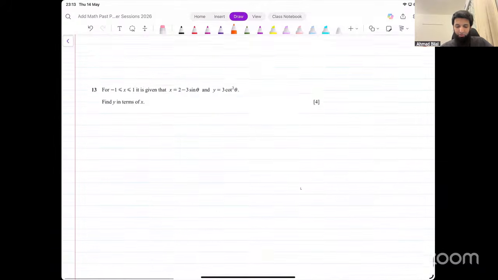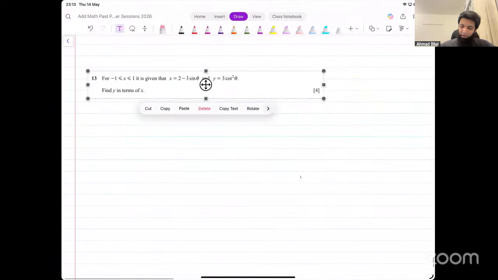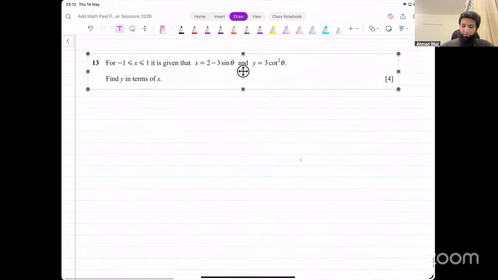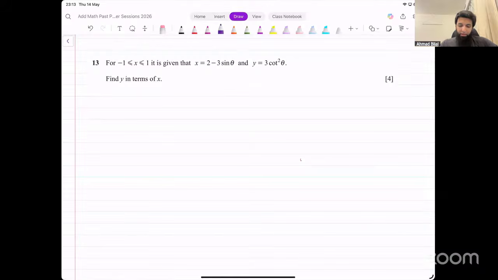Okay, let's look at the last one now. Question number 13. Yeah, that is the last one. For x between -1 and +1, it's given that x is equal to this and y is equal to this. Find y in terms of x. Why are we given that domain? x is between -1 and 1.